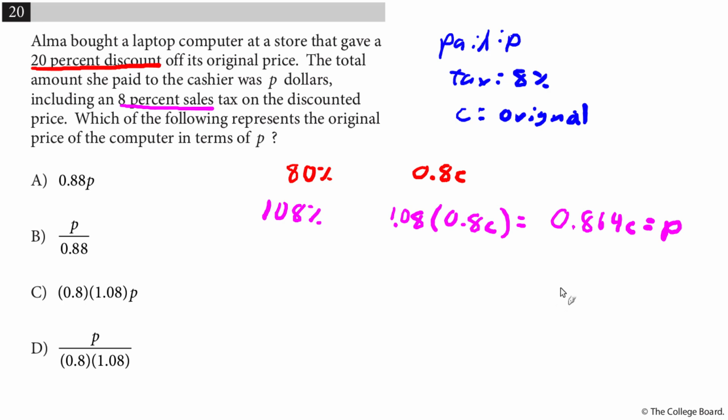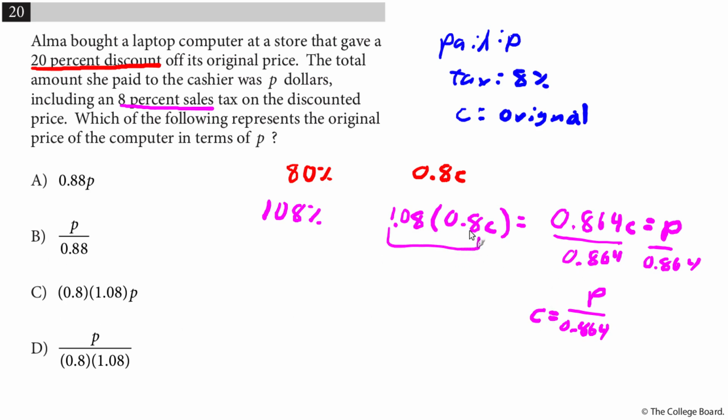Okay, now I can solve that by dividing both sides by 0.864, and so the cost in terms of P would be P over 0.864. Now, I don't see my answer here, but remember, I got 0.864 by multiplying these two numbers together, so this is P over 1.08 times 0.8. And let's see, I get my answer right here.